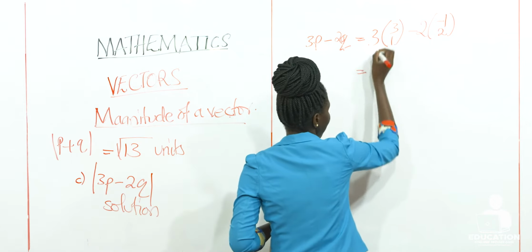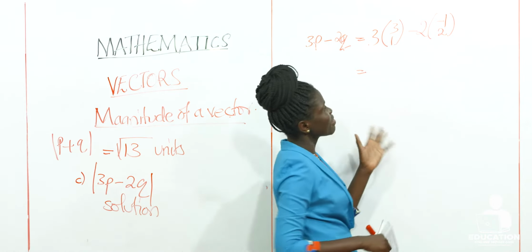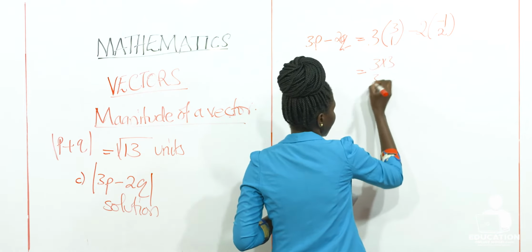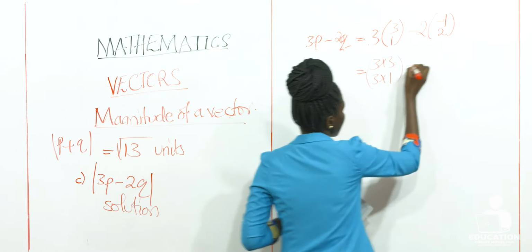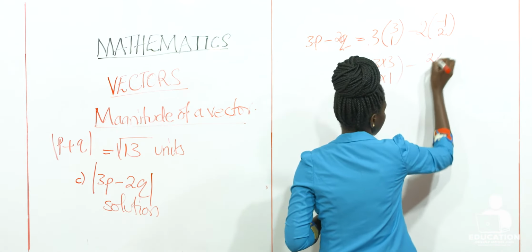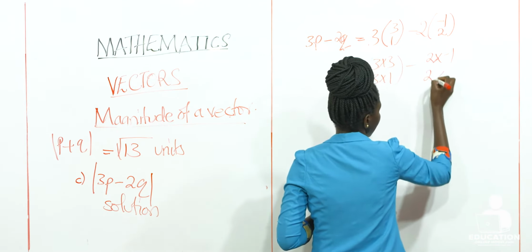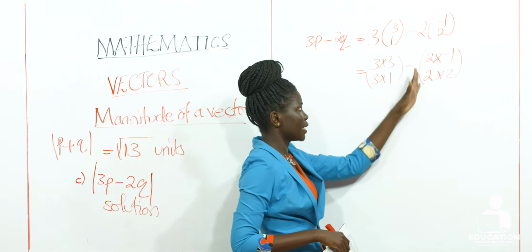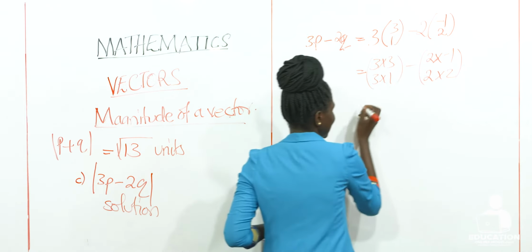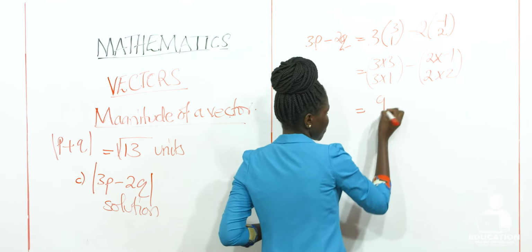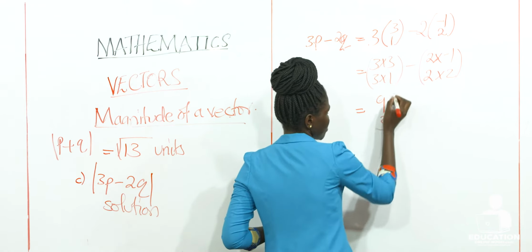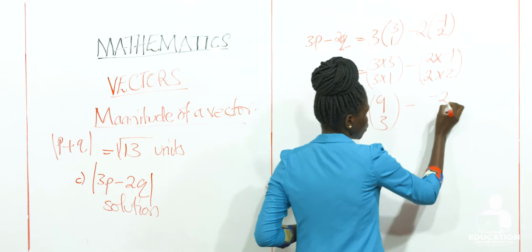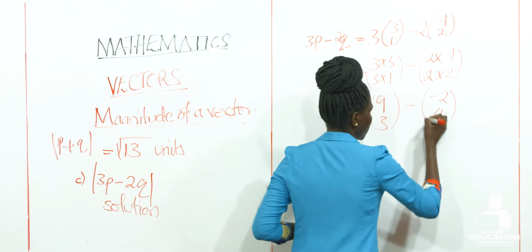So we shall open the bracket. The number outside will affect what is inside the bracket independently. So we shall have 3 times 3 and 3 times 1, minus 2 times negative 1 and 2 times 2. I've left the sign outside independently; I was only using the 2. It will affect later. So 3 times 3 will give us 9. 3 times 1 will give us 3. 2 times negative 1 will give you negative 2. 2 times 2 is 4.